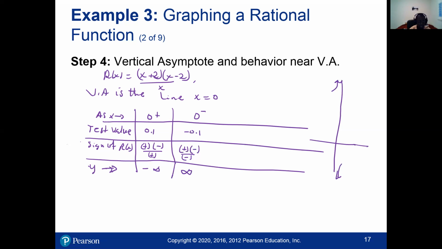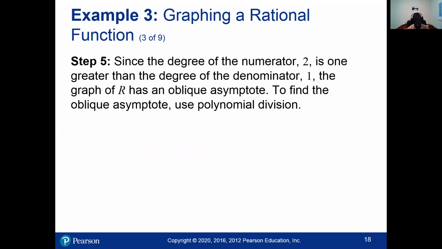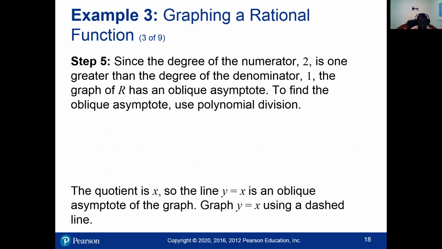We found the vertical asymptote, so let's find the horizontal asymptote. Now, what is our function? Remember, our function originally is r of x equal to x squared minus 4 divided by x. Now you notice that n is greater than m by 1. So this will have an oblique asymptote.